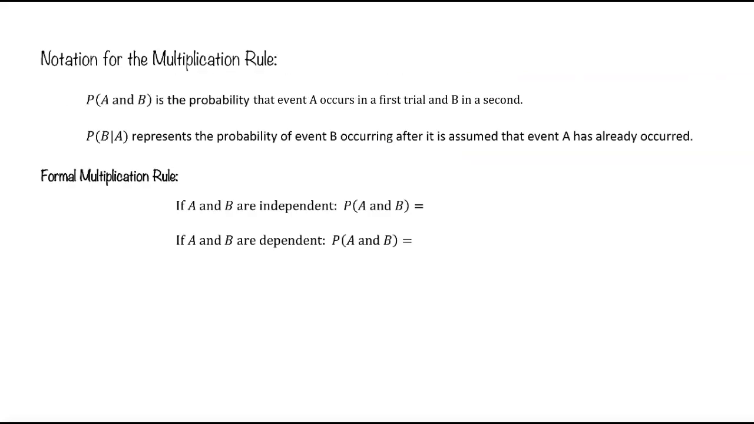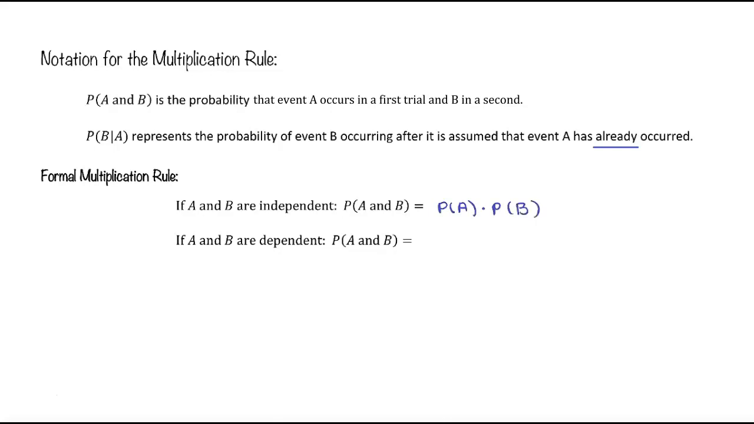For the multiplication rule, we need a little bit of notation. The probability of A and B refers to the probability that A occurs in a first trial and B in a second trial. This second notation represents the probability of event B occurring after it is assumed that event A has already occurred. If events A and B are independent of one another, that is, the occurrence of one does not have an effect on the occurrence of the other, then the probability of event A and then event B is simply the probability of event A times the probability of event B.